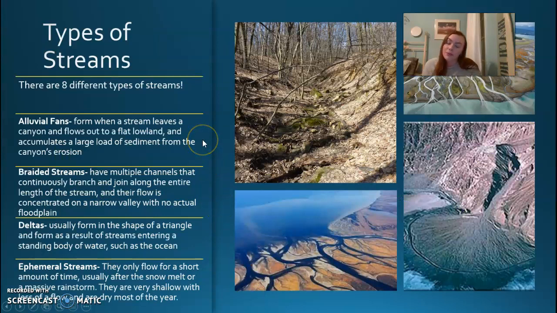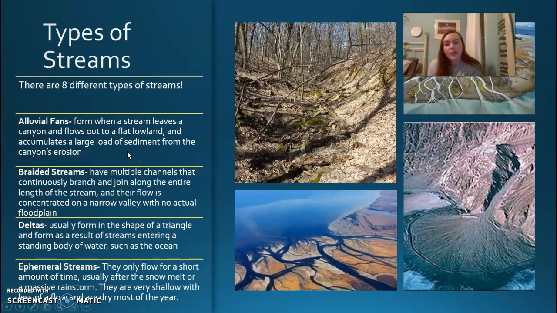Next, we have the different types of streams, and there are actually 8 different types. The first one is called the alluvial fans, and it forms when streams leave canyons and flow out to a flat lowland and accumulate a large load of sediment from the canyon's erosion. And an example of an alluvial fan is right down here. You can see how it fans out.